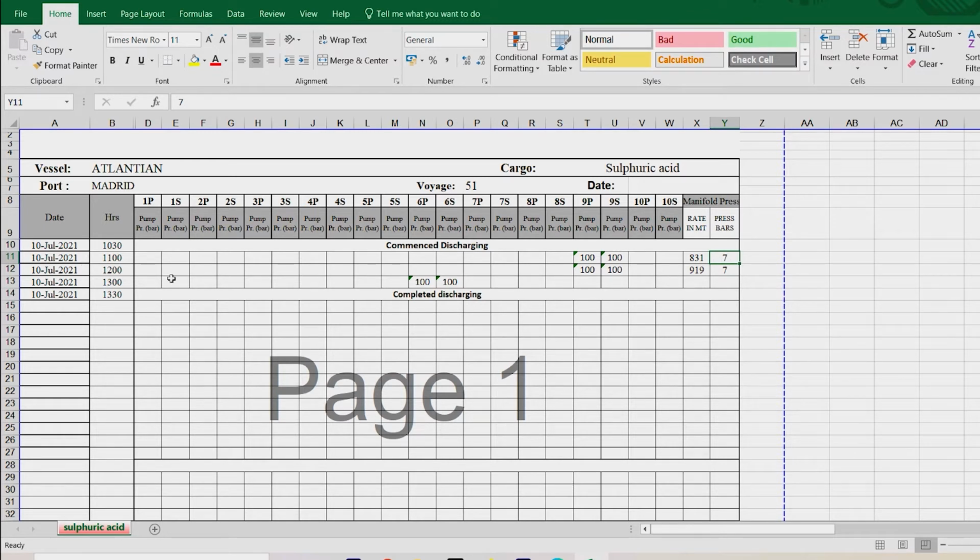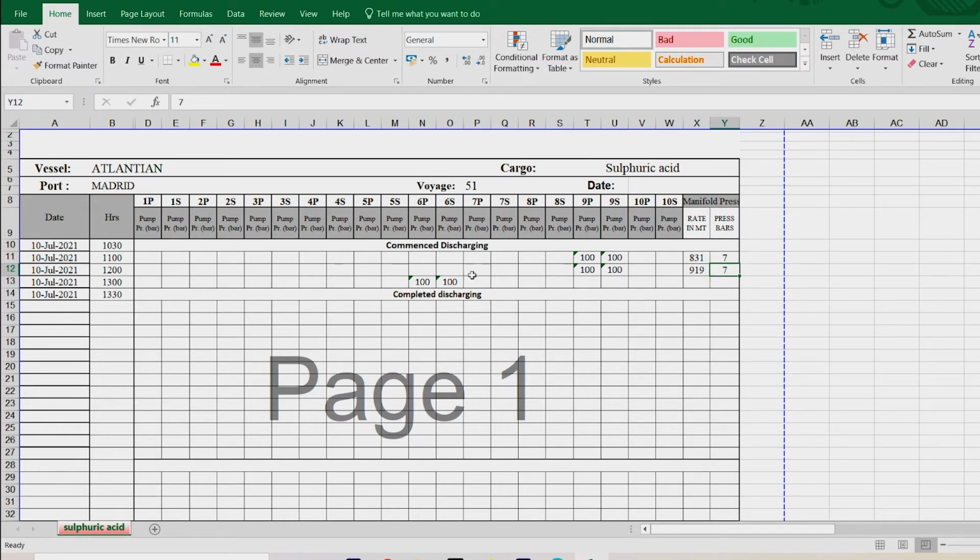Same at 1200, between 1100 and 1200, which cargo pumps were running? For us, same 9 wings were running at 100 bar each. And the cargo rate, same as in our hourly calculation sheet, I've already shown that we got 919 metric ton, and this is the manifold pressure.